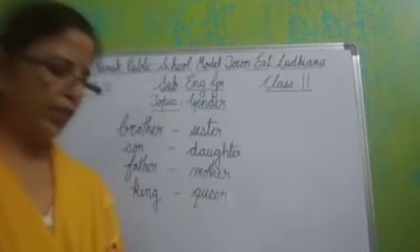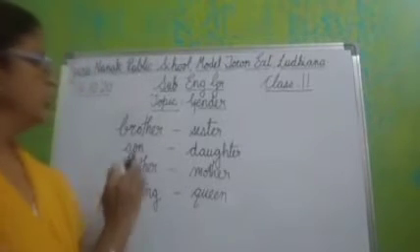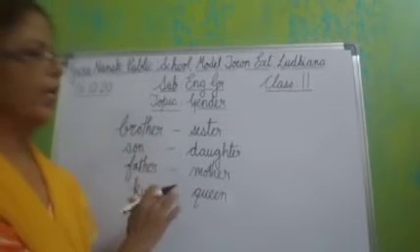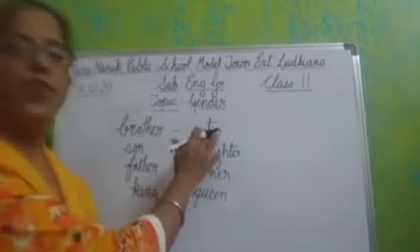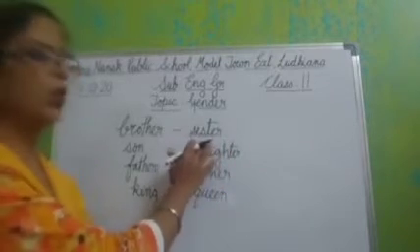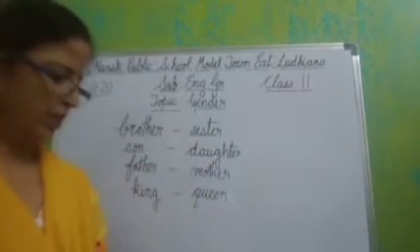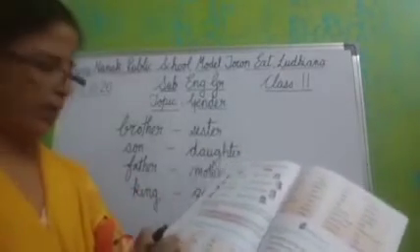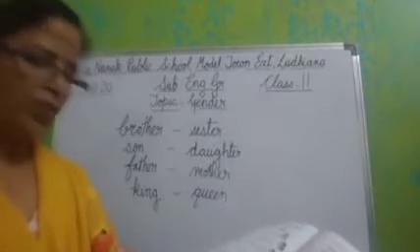A noun that denotes a male, a boy, that is called masculine gender, and the noun that denotes a female, a girl, it is called feminine gender. Now all of you look into your books. See, they have given you a list of genders. We are going to read them. Number 1 is on page number 22.